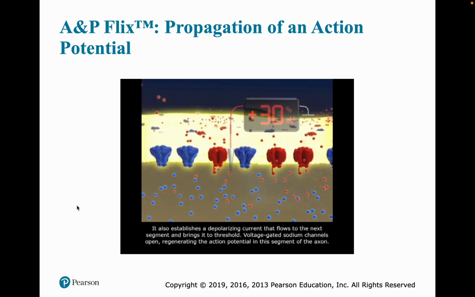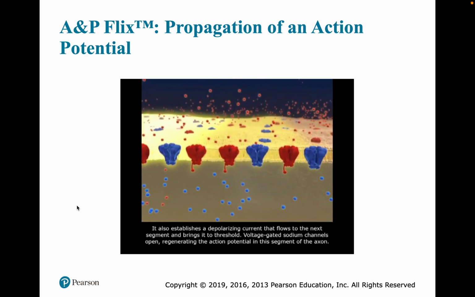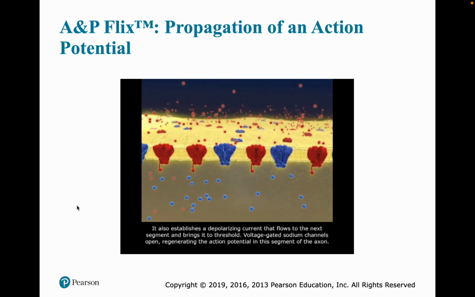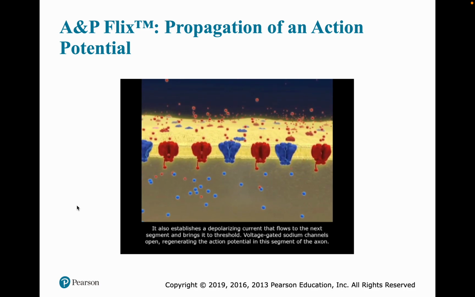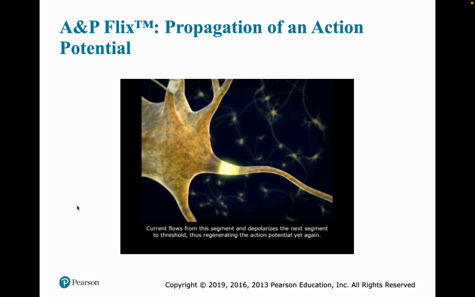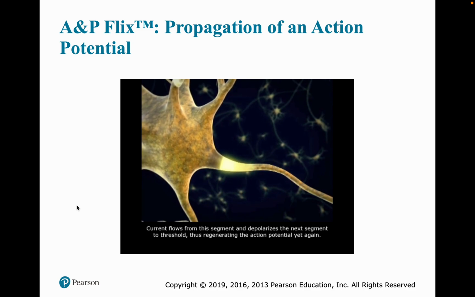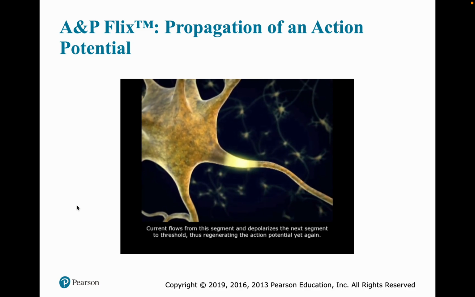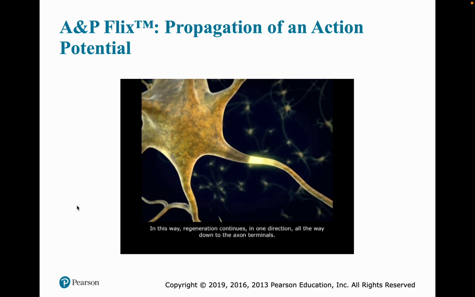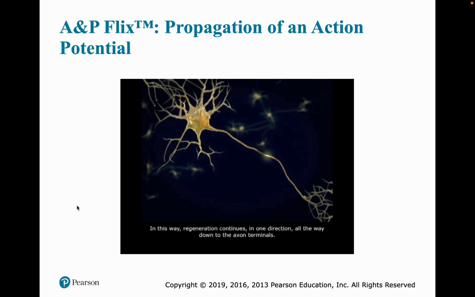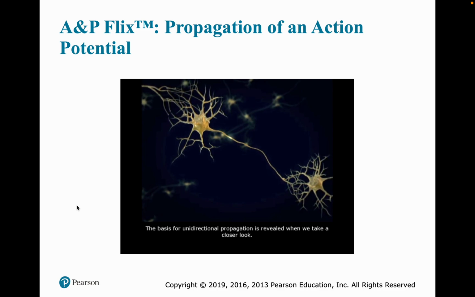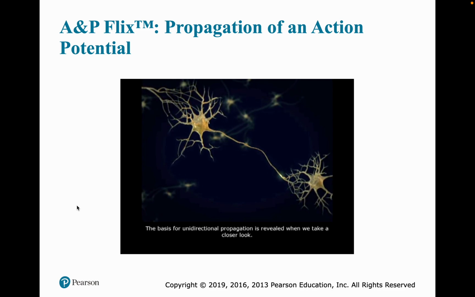It also establishes a depolarizing current that flows to the next segment and brings it to threshold. Voltage-gated sodium channels open, regenerating the action potential in this segment of the axon. Current flows from this segment and depolarizes the next segment to threshold, thus regenerating the action potential yet again. In this way, regeneration continues in one direction all the way down to the axon terminals. The basis for unidirectional propagation is revealed when we take a closer look.